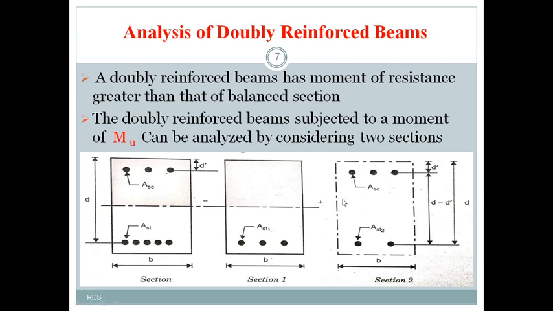So the moment carrying capacity of a doubly reinforced beam can be analyzed by considering two sections. Say this is a doubly reinforced beam section. This beam can be split into two sections. It is not possible to split the beam in a practical way; I am splitting it just for analysis purposes. So this beam will be split into two sections. Section 1 is considered as a singly reinforced balanced section.